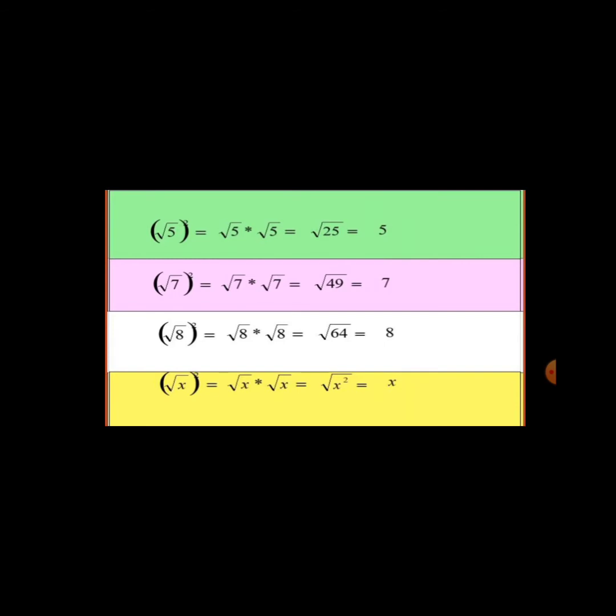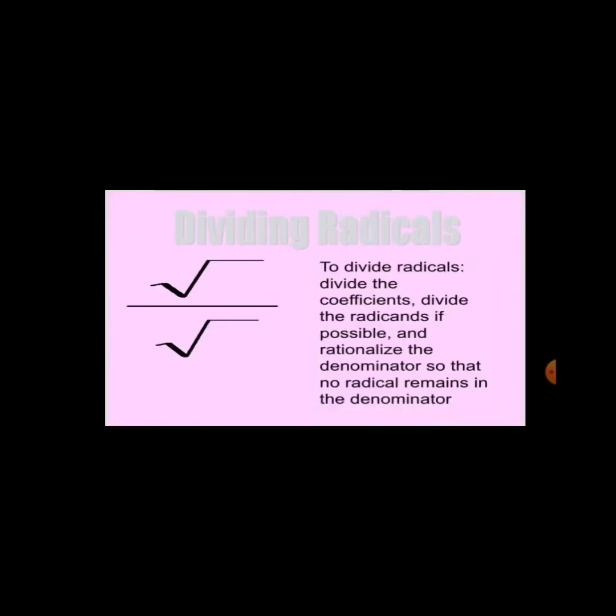Square root of x squared is equal to x. Square root of x times square root of x is equal to square root of x squared. So square root of x squared is x.